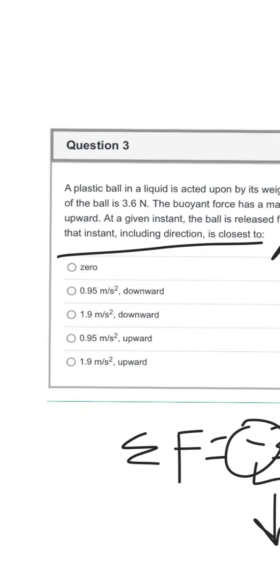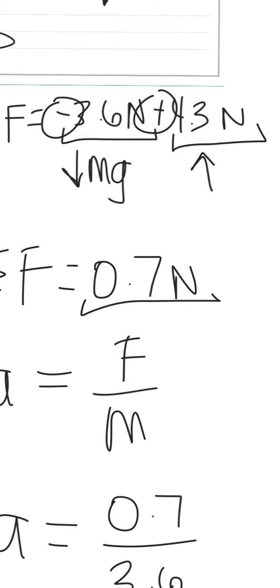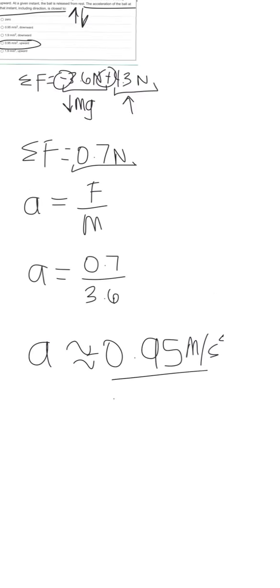So we know that the answer is 0.59 upward because we got a positive number. If this would have been a negative number, then we know that the force is downwards, but it's positive, so it's upwards. Up.